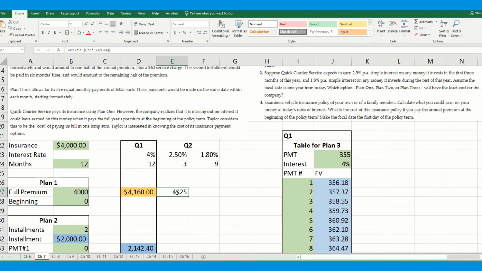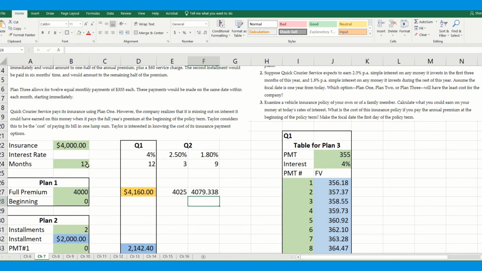Now this $4,025 is actually going to grow some more, but it's going to grow for 9 more months at 1.8%. So this is going to become my present value. So I will say that equals this present value times bracket 1 plus bracket my interest rate times my number of months that it's going to grow by divided by the total number of months. Okay.